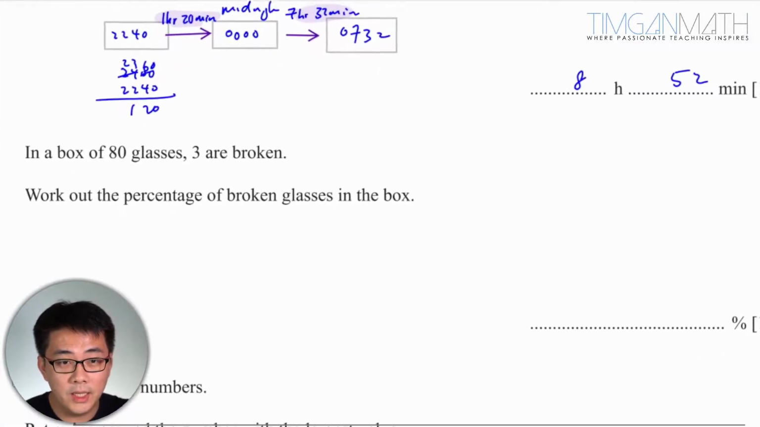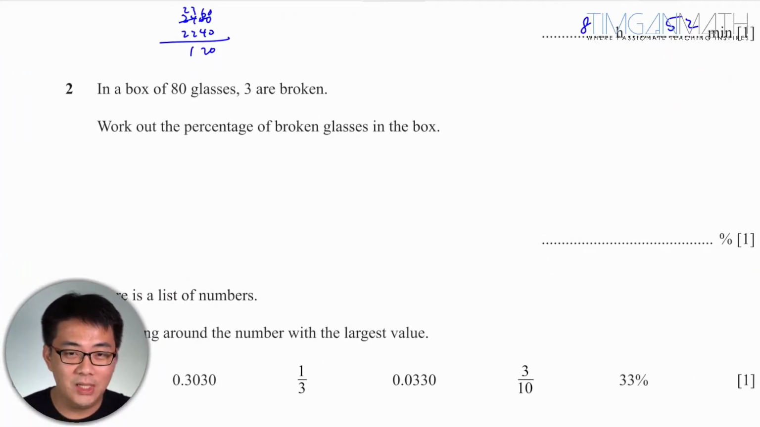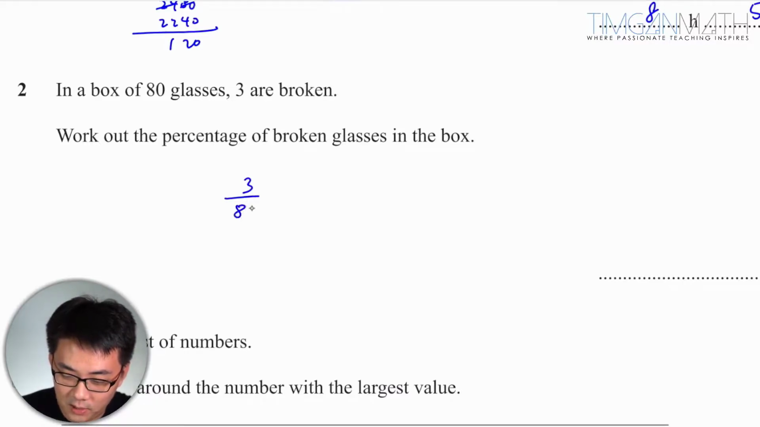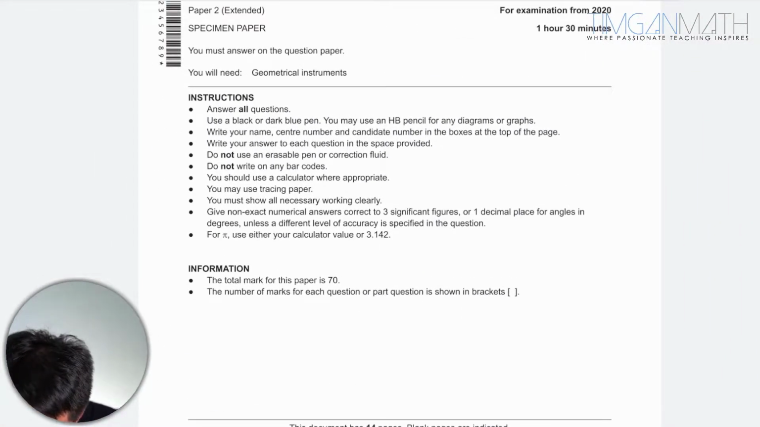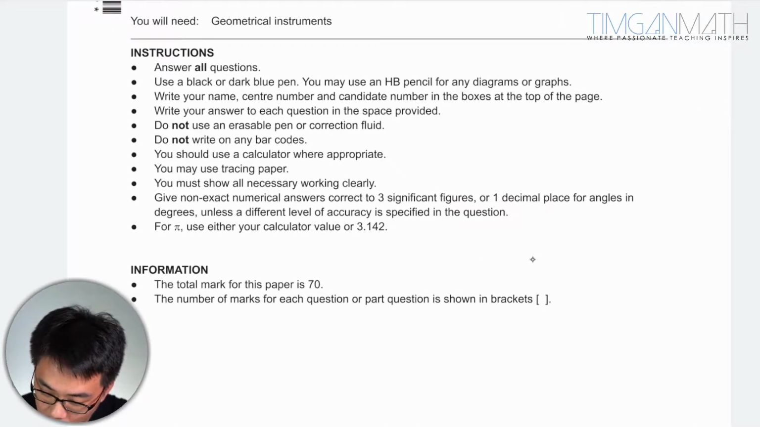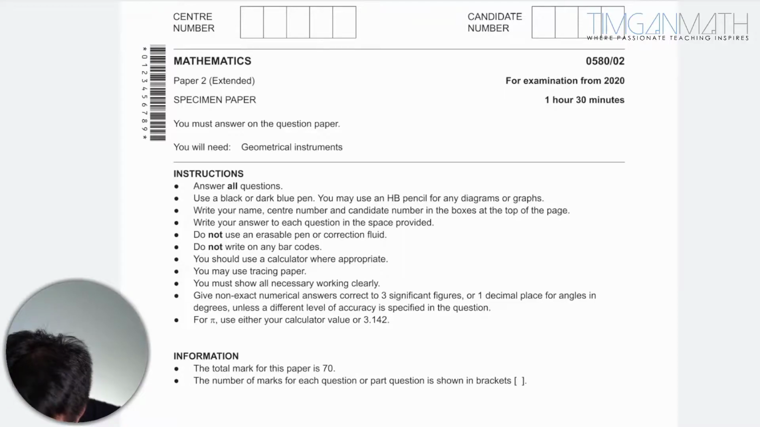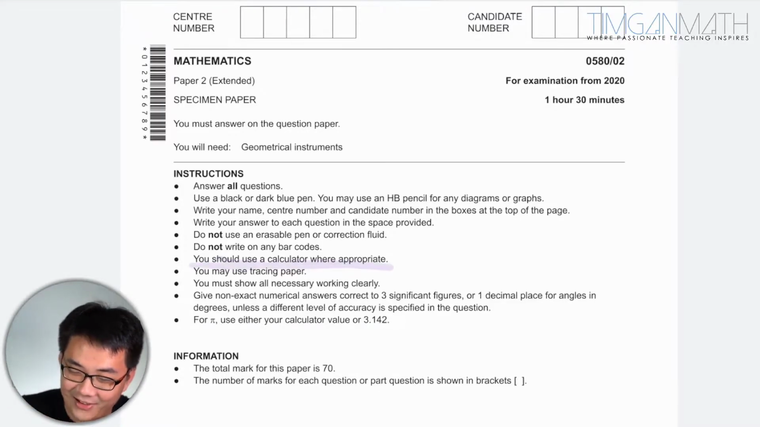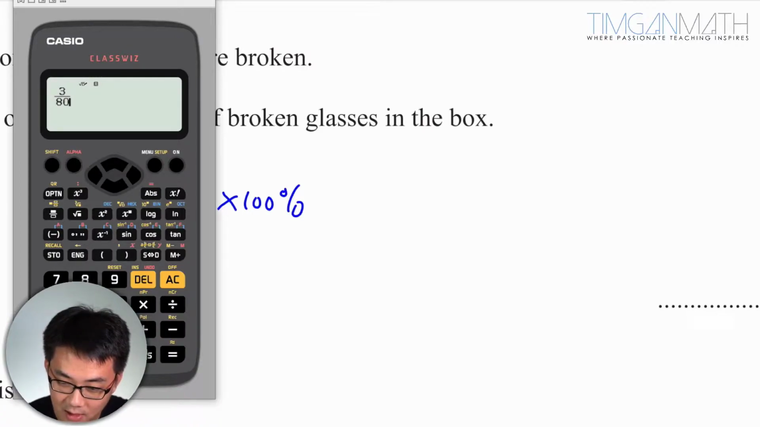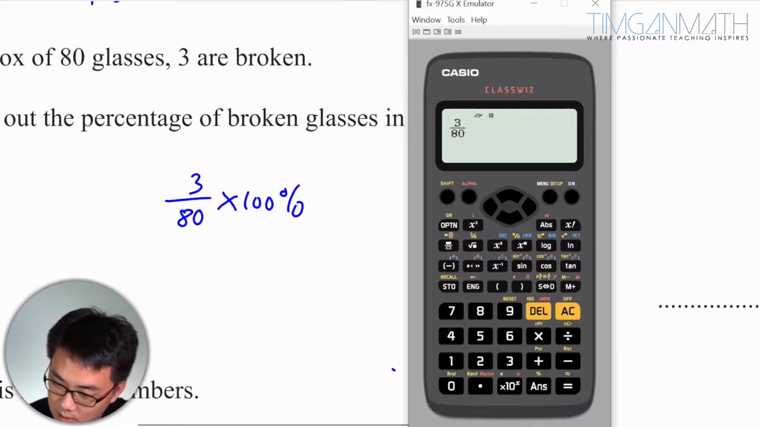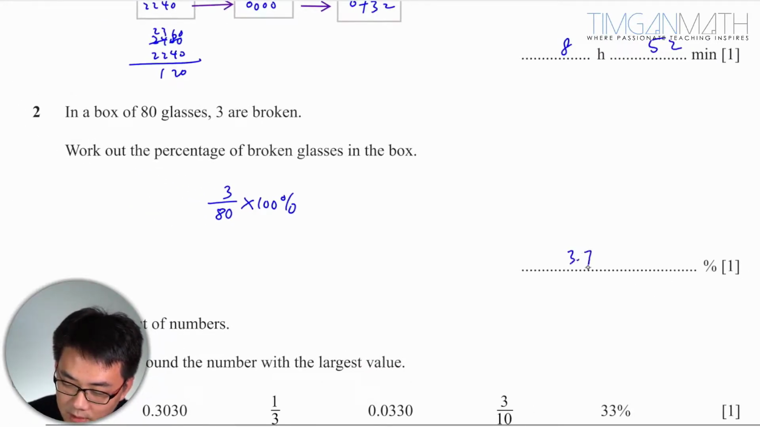Then subsequently, in a box of 80 glasses, 3 are broken. Work out the percentage of broken glasses in the box. 80 glasses, so broken glasses will be 3 over 80 times 100. Are we allowed to use a calculator in this paper here? Okay, we should use a calculator here. Great, so what we can do is bring out a calculator and take 3 over 80 times 100. That will give us 3.75%. I think that's pretty okay.